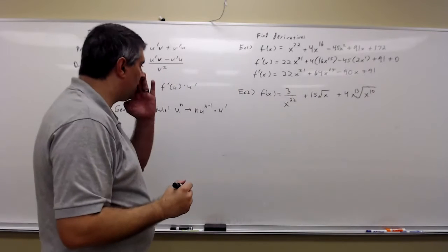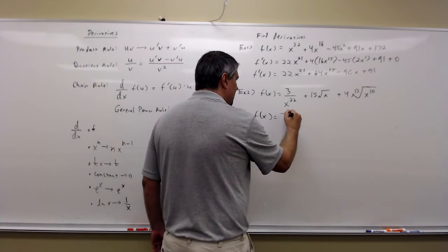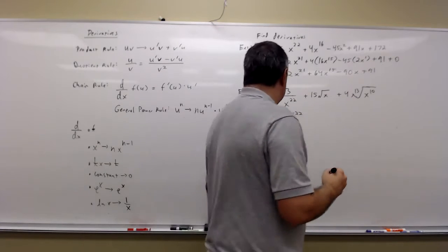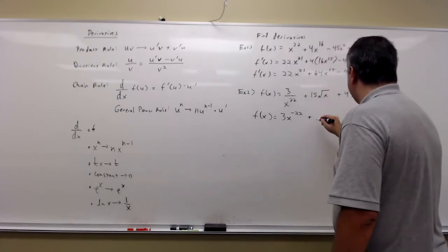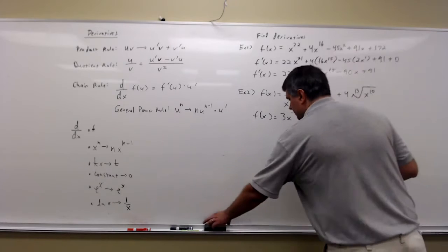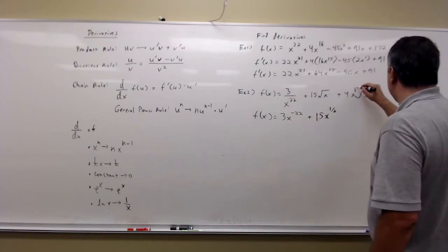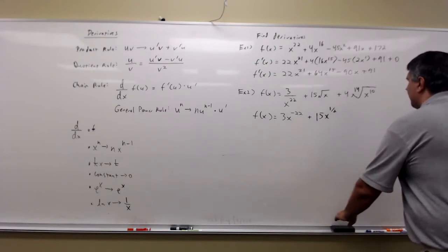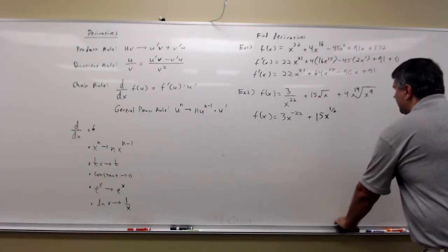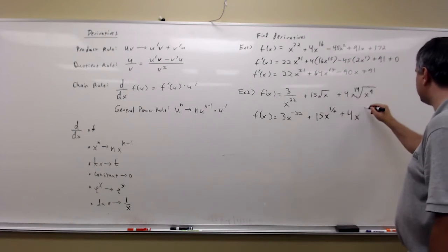Now this one, we're going to want to write this as more polynomial-like. So I'm writing this as f of x. This is 3x to the negative 22nd plus 15x to the 1/2. I think I'll make that the 14th root of x to the 10th. X to the 9th. And then this will become plus 4x to the 9 over 14th.